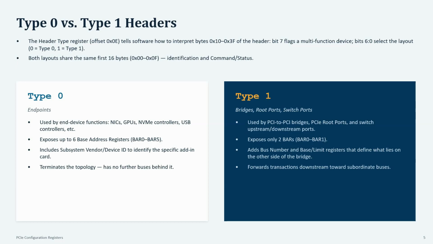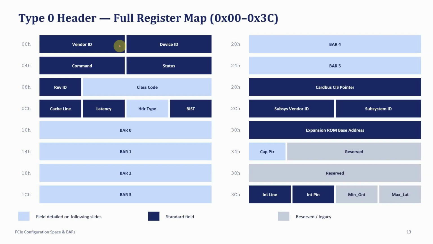And in virtual bridges, I'm going to use something known as type 1 headers. Like if you are having a switch, or if you are going to have a root port, you're going to have something known as type 1 headers. So the header type, we are going to have it in offset E. I will show you in the diagram, one second.